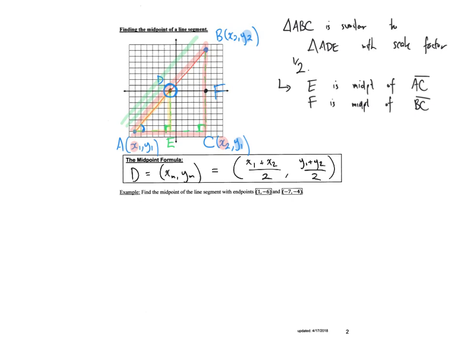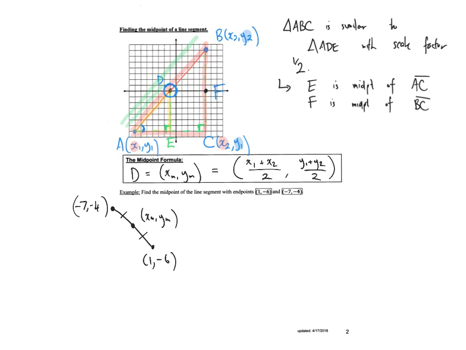Let's see an example of this in action. We're asked to find the midpoint of the line segment whose endpoints are 1, -6 and -7, -4. Let's draw a little schematic diagram for ourselves. So we'll have -7, -4 as one of our endpoints. The other endpoint will be 1, -6. We want to know what the coordinates of that midpoint are, xm, ym.